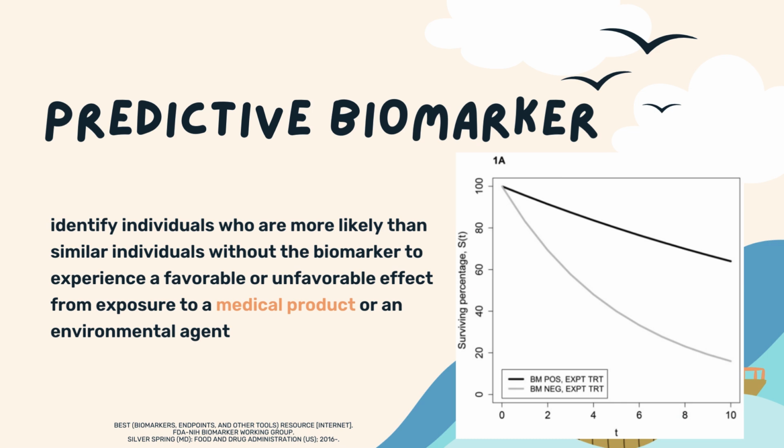Here is a simple example on the right-hand side. We have biomarker positive as a bright color solid line. And we can easily say both groups are under experimental treatment. If you have a biomarker positive, you end up with a much better survival percentage compared to those who have negative. So in this way, we may argue this biomarker can predict the benefit of the treatment.